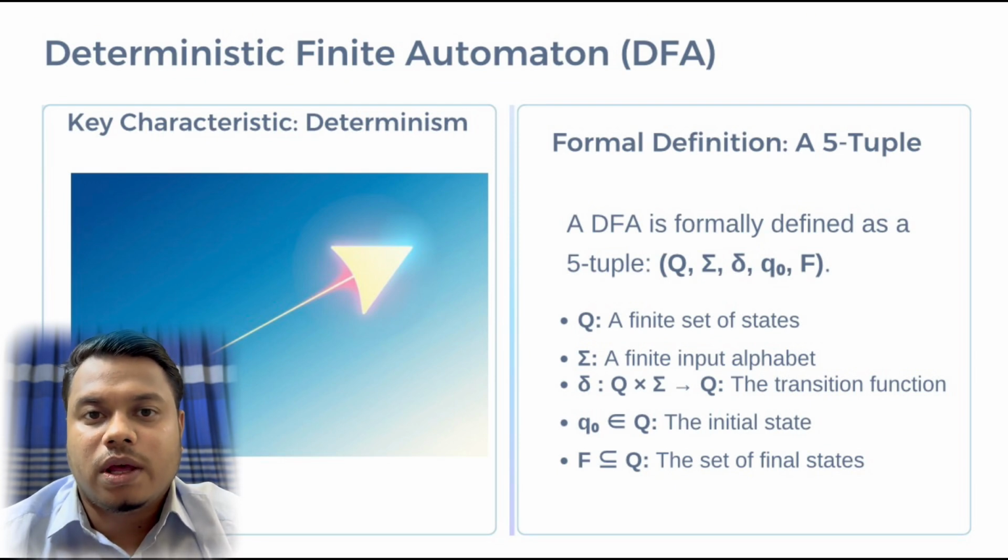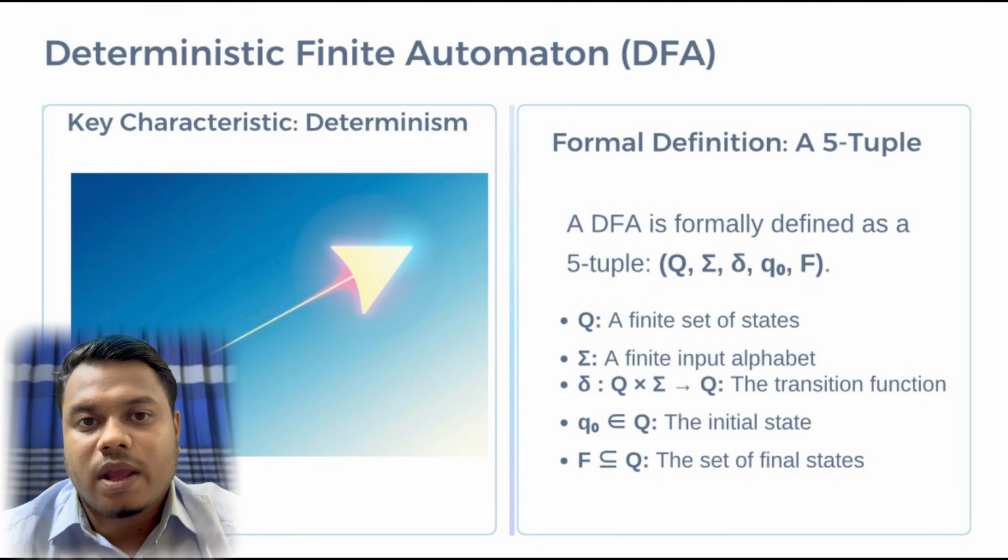Formal definition: a five-tuple. A DFA is formally defined as a five-tuple: Q, sigma, delta, Q naught, and F. Q, a finite set of states; sigma, a finite input alphabet; delta, Q times sigma to Q, the transition function; Q naught, an element of Q, the initial state; F, a subset of Q, the set of final states.